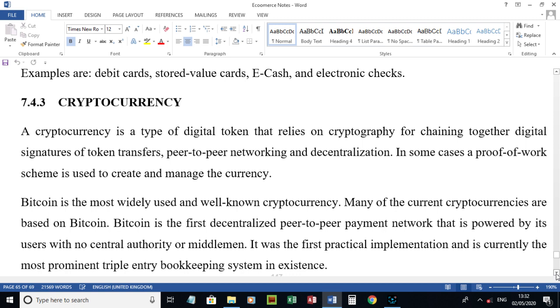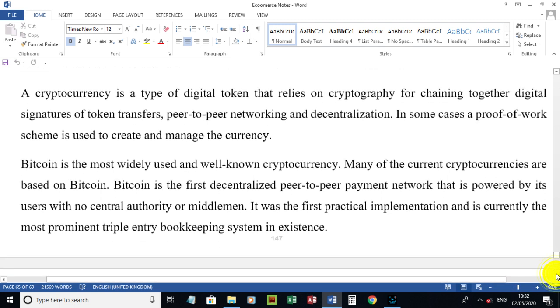Many of the cryptocurrencies are based on Bitcoin. Bitcoin is the first decentralized peer-to-peer payment network that is powered by its users with no central authority or middleman. As I've told you, it is a virtual currency. Peer-to-peer. It is powered by its users with no central authority, no central bank, or middleman. It was the first practical implementation, and it's currently the most prominent triple entry bookkeeping system in existence.